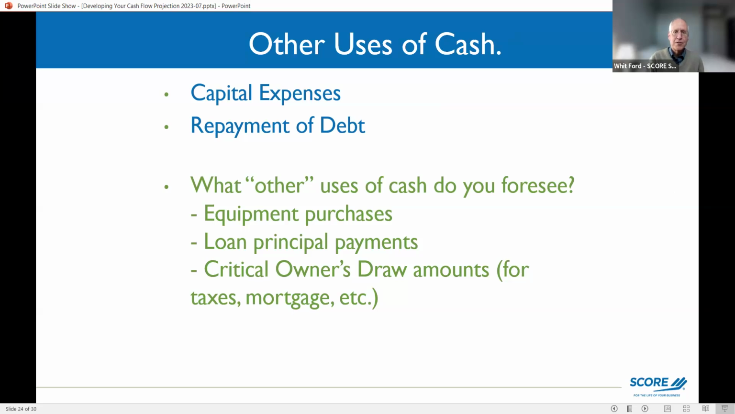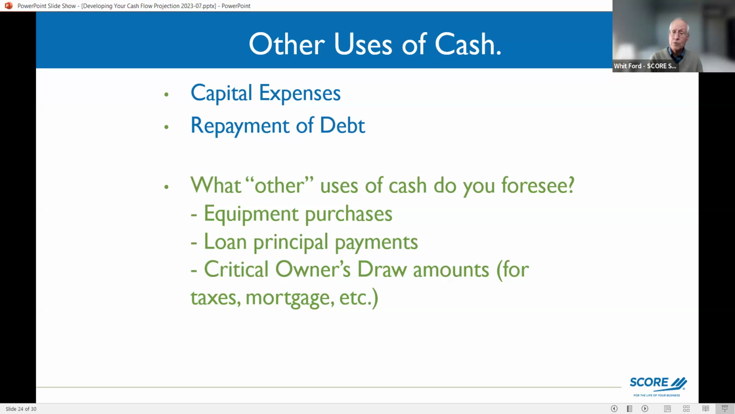The last section on the sheet is for capital expenses and repayments of debt, but think about anticipated future uses of cash. Are you buying new equipment at some point down the line? Are you going to be repaying loans, particularly loans that have balloon payments at the end, where you have a big principal repayment at the end of the loan? Or are you going to be refinancing that?